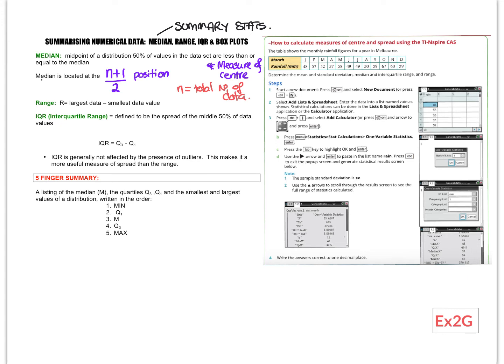All right, so other summary statistics are things like the range. So the range is the largest minus the smallest. In our calculator, they call it the max and the min. So we can use that.